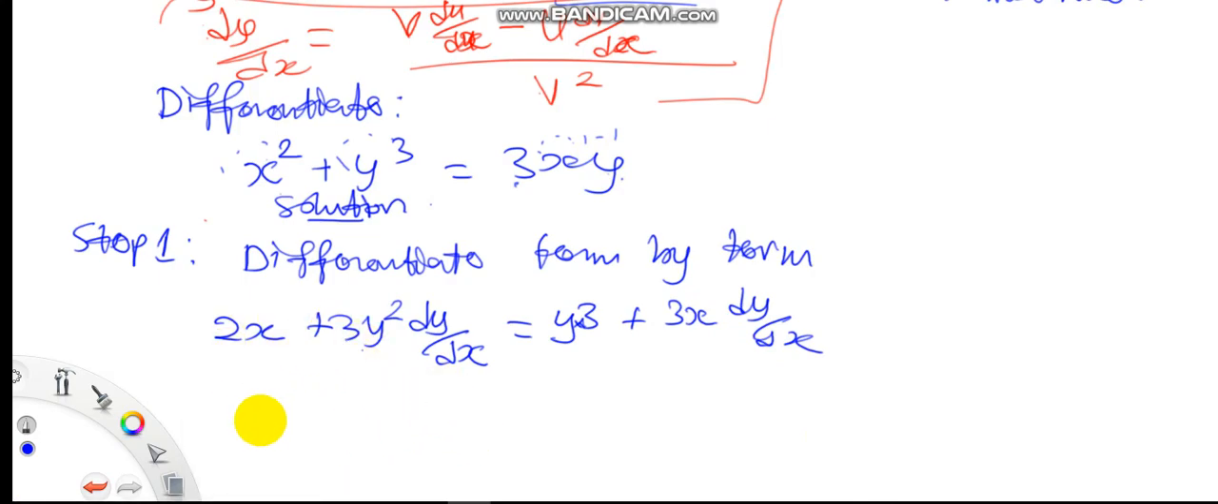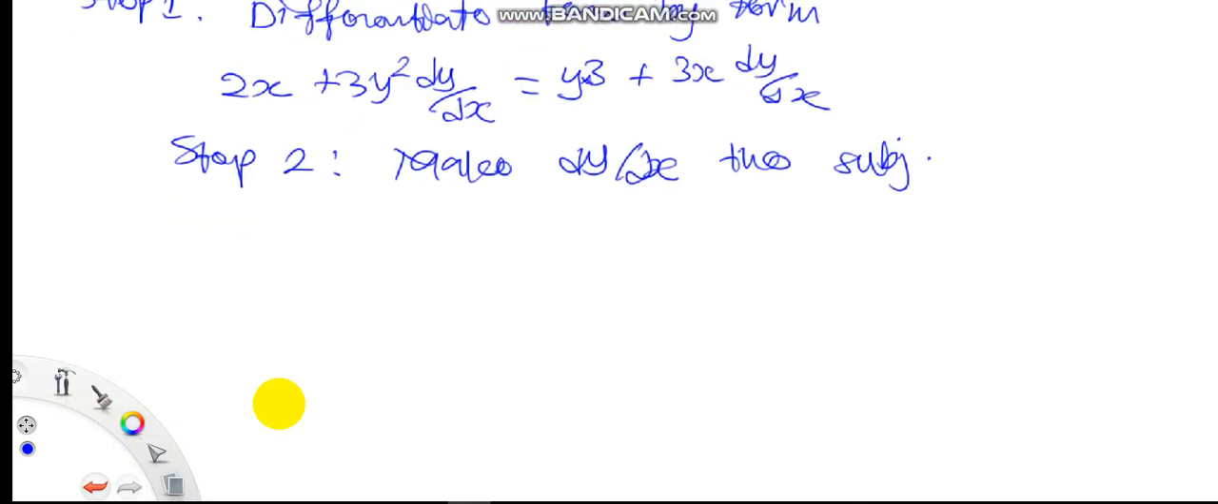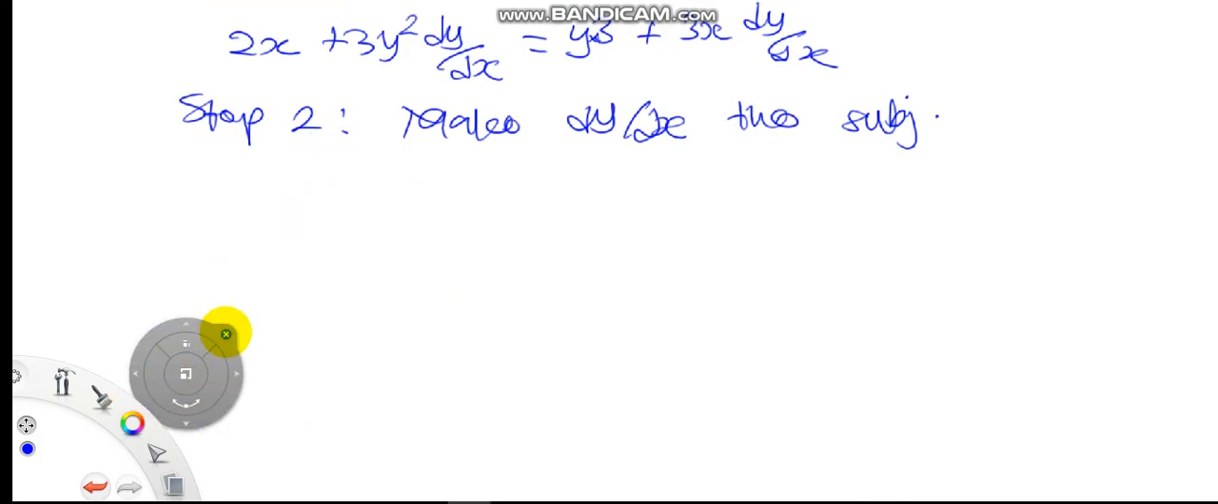Okay, now our task, step 2, make dy/dx the subject of the equation. Let's have some more space. So we make dy/dx the subject of the equation. Okay, so what this simply means, we are trying to isolate dy/dx on one side. So let's collect like terms. Okay, this can go onto the other side, while this one comes to the other side, right?